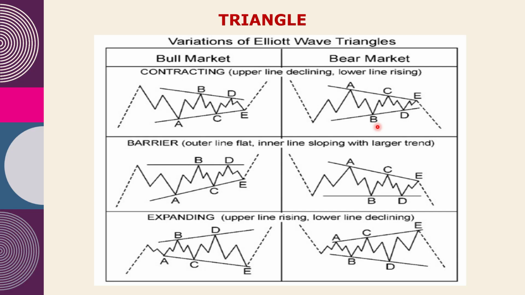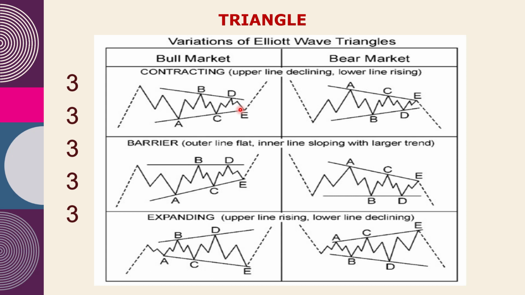A triangle is a sideways corrective wave with subwaves labeled A, B, C, D, E. All the subwaves of a triangle are zigzags or multiple zigzag patterns. Therefore, we call the triangle a 3-3-3-3-3 structure. There are five threes: 1, 2, 3, 4, 5. Hence, we call it a 3-3-3-3-3 structure.